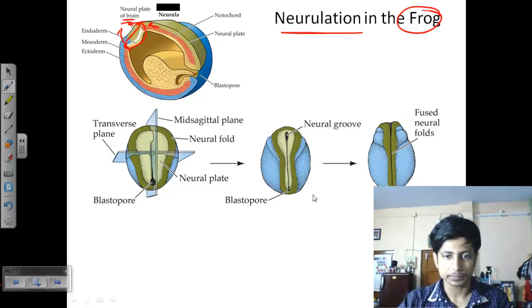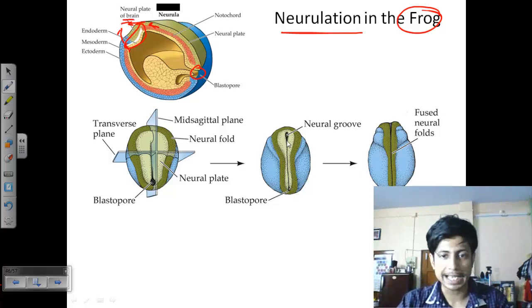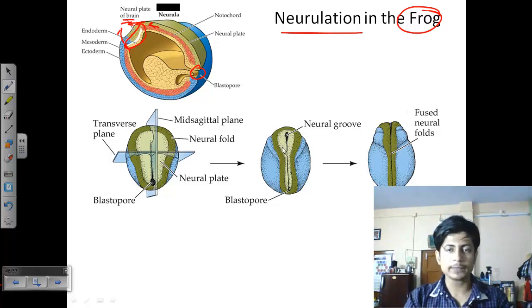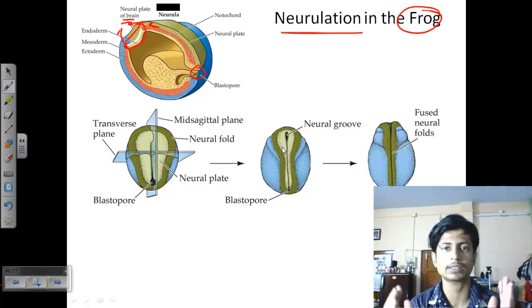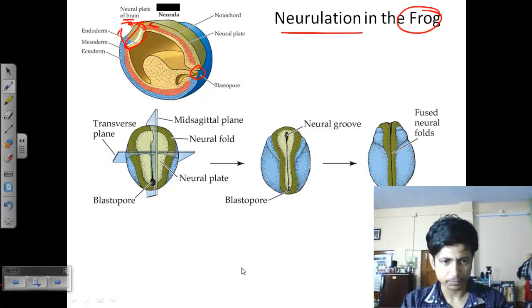So see here, this is the blastopore, the section of blastopore, if you look at the top section, and this is the neural groove that is formed. Neural groove means, as I've told you, the formation of the neural groove is due to the increasing cell content from the surroundings, while the neural streak is present in the middle, and the cells start to migrate and engulf the streak. Simply something like that.